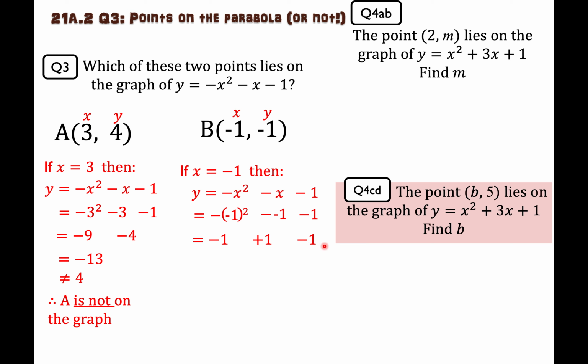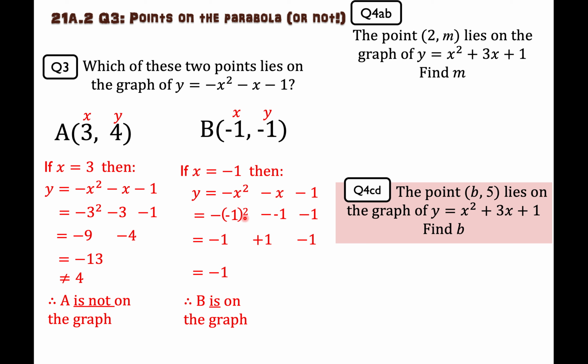Neato. All right. So y is negative 1, add 1, and then subtract 1. The answer to that is negative 1. Negative 1 plus 1 is 0. Then take 1 is negative 1. Is that what we expected y to be? Yes, it is. Cool. So does it lie on the graph? Yes, of course it does, because the y had the expected value. This point is on the graph.